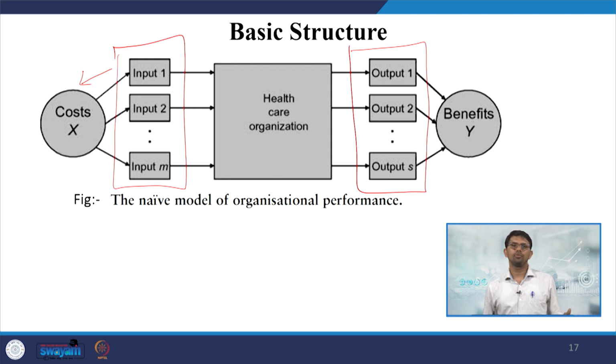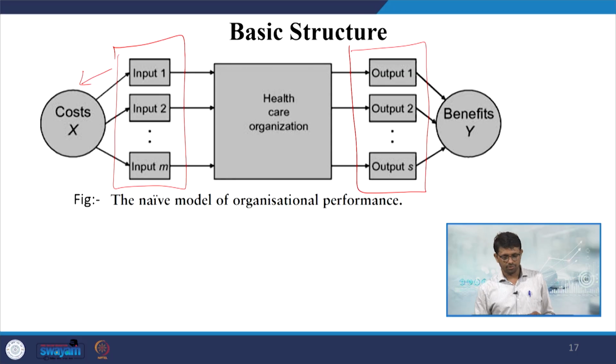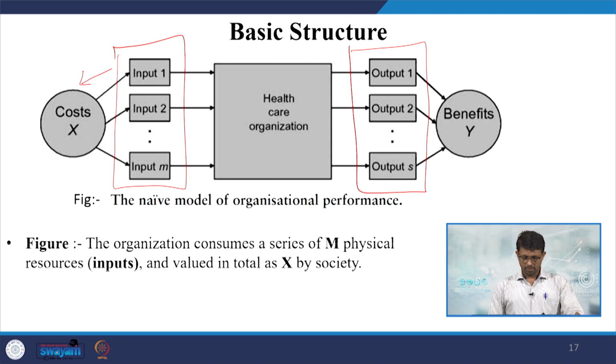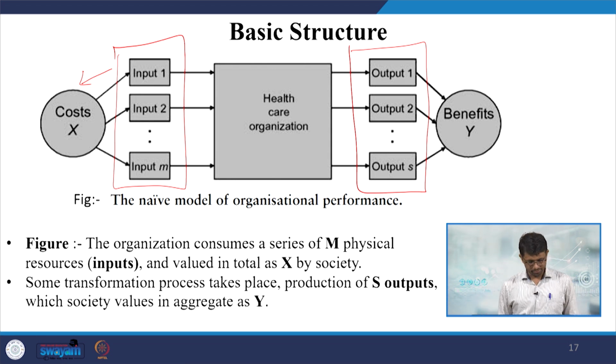On the input side, there are a number of ways we understand it in healthcare. Input may be the doctor to patient ratio, or maybe hospital beds, etc., out of a proportion. There are various ways by which we can understand the organizational set-up to understand the production and efficiency analysis. So, the organization consumes a series of m physical resources or inputs, valued in total as x by society. Some transformation process takes place, that is production of s outputs, which society values in aggregate as y.